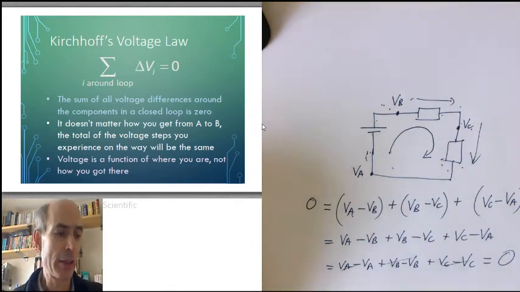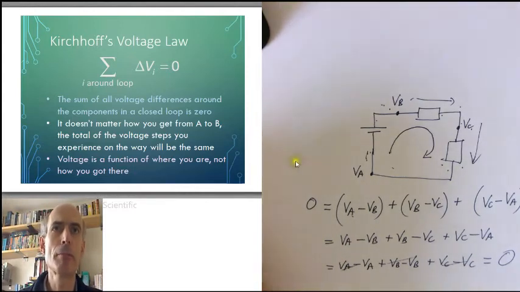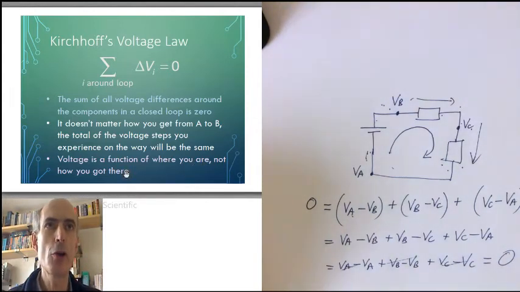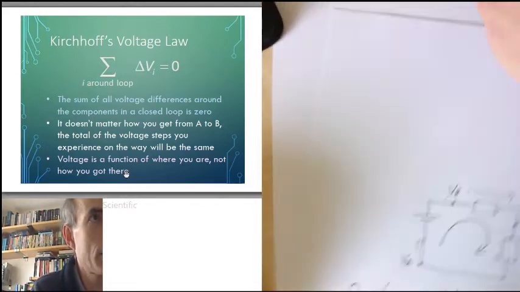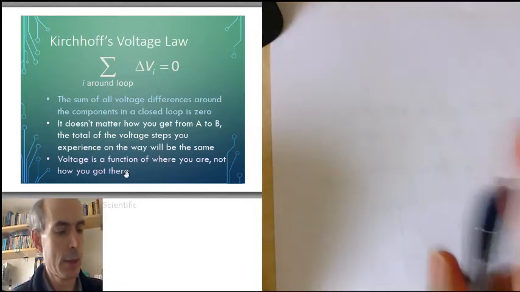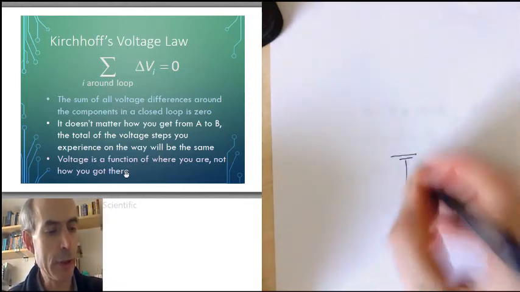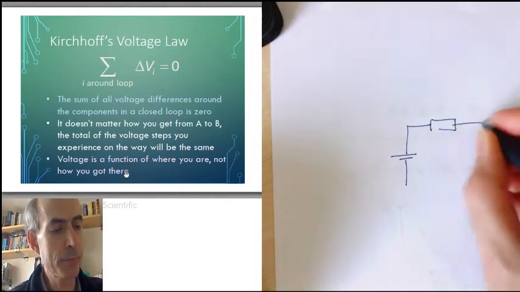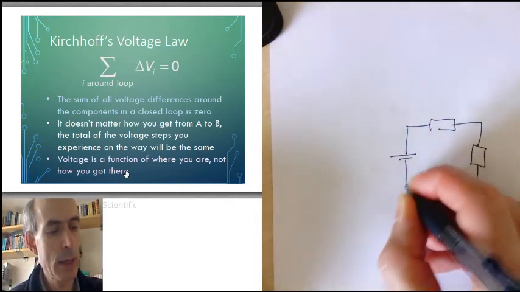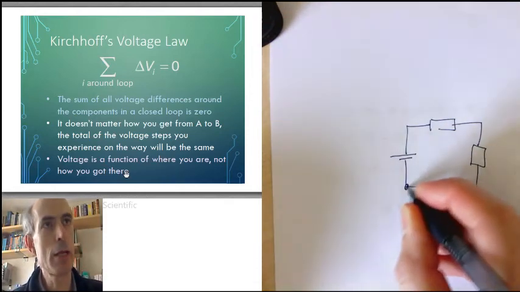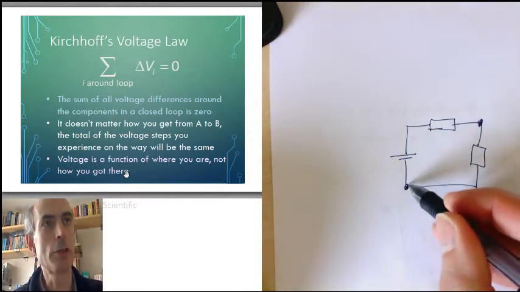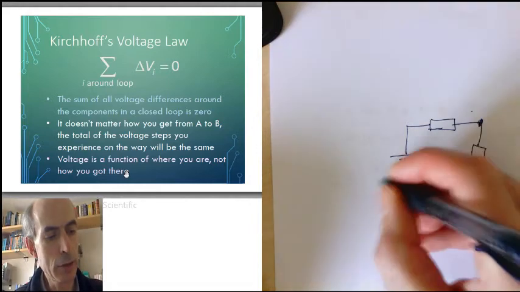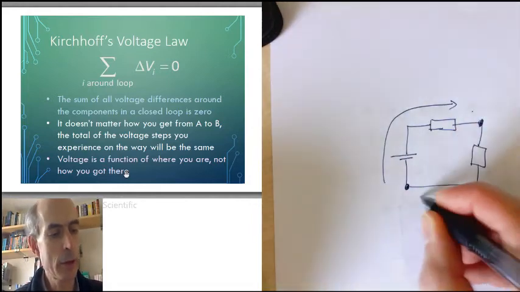Other ways to think about Kirchhoff's voltage law. Voltage is a function of where you are, not how you got there. For example, supposing we had a circuit, well, we could use the same circuit as the example, something like this. And I'm trying to get from here to here. There's 2 ways I could get from there to there. I can go this way, or I can go this way.